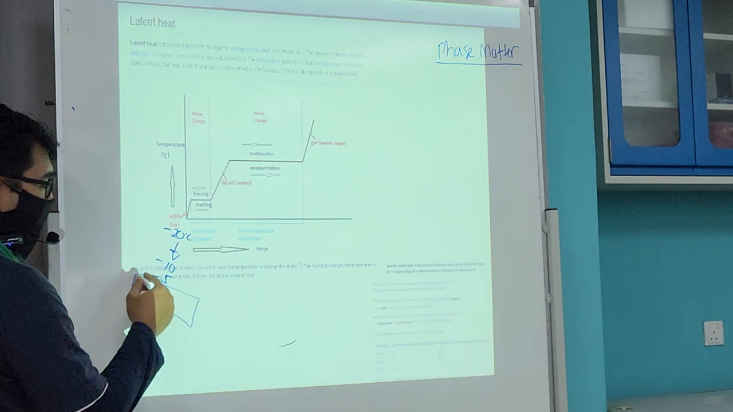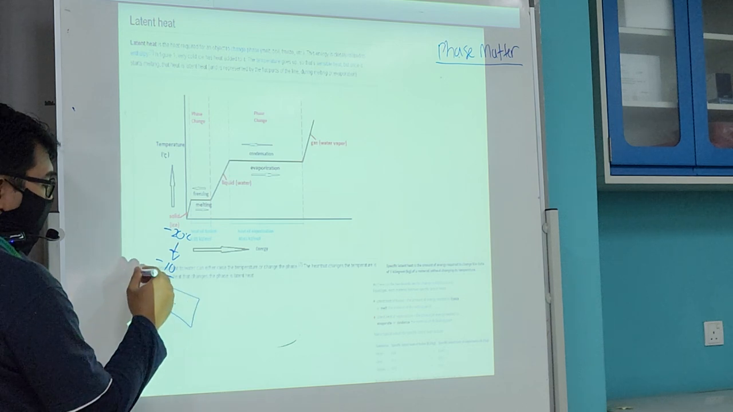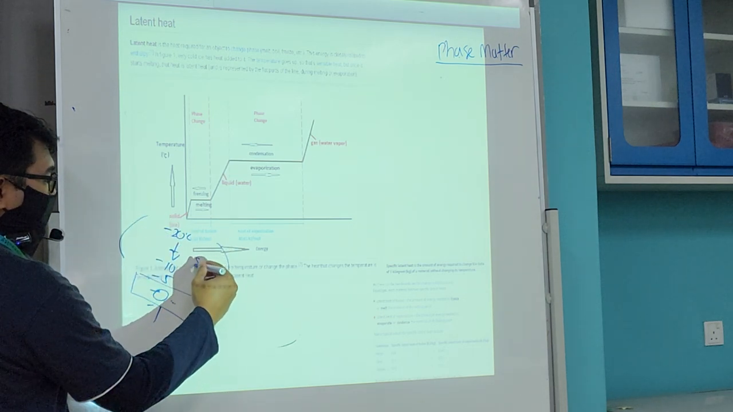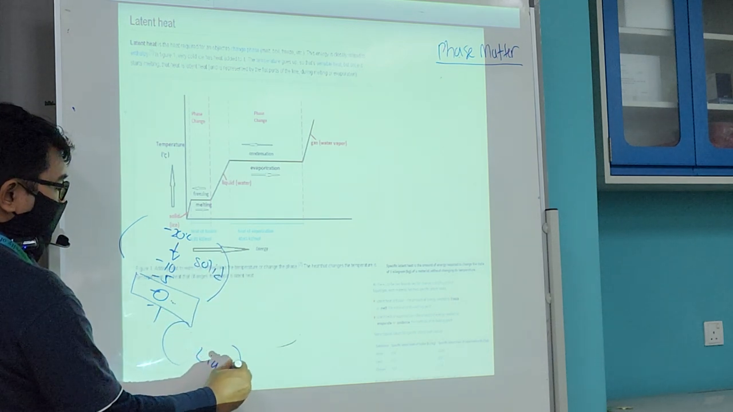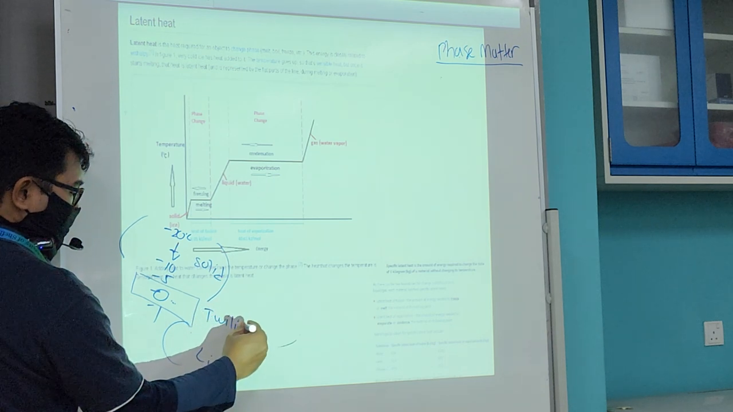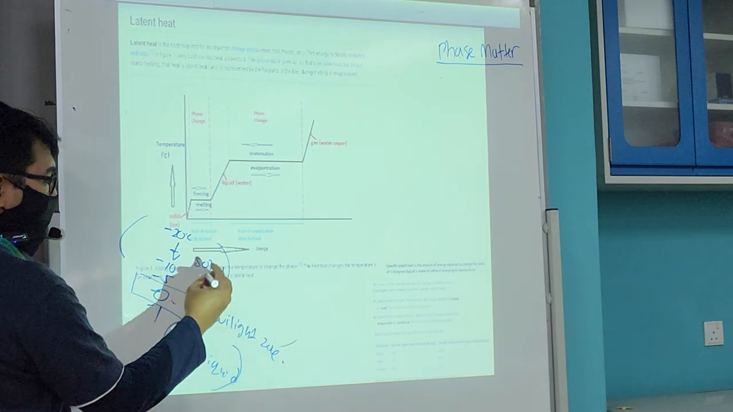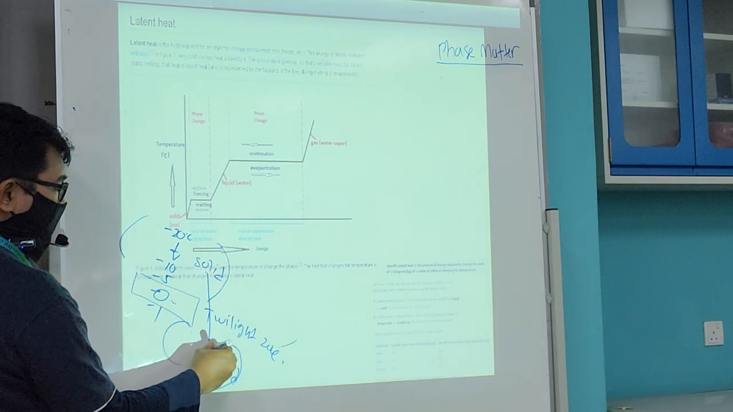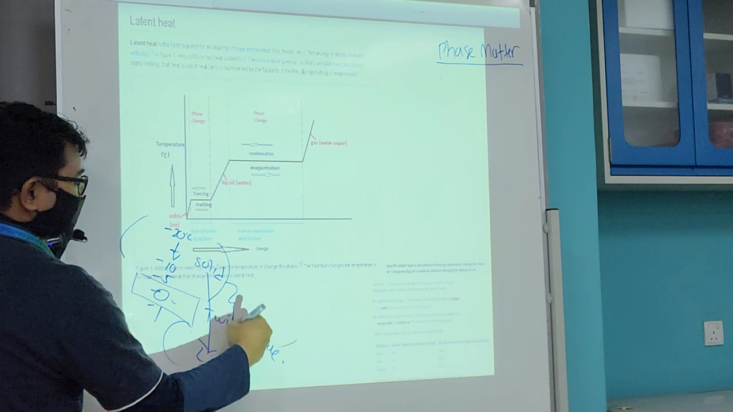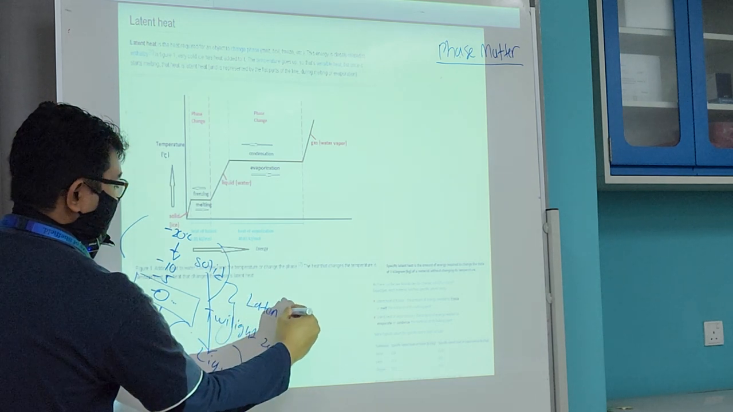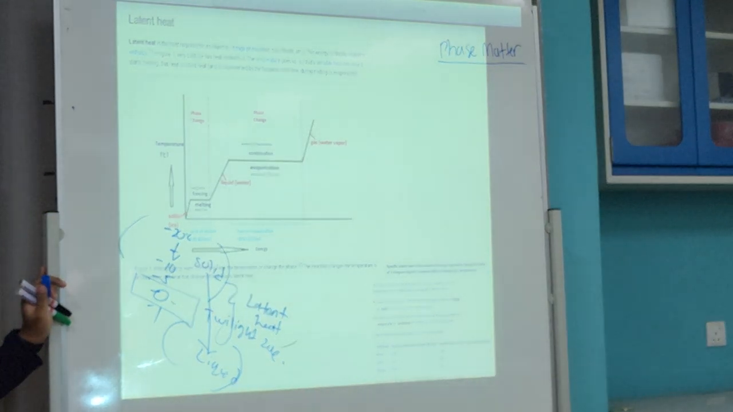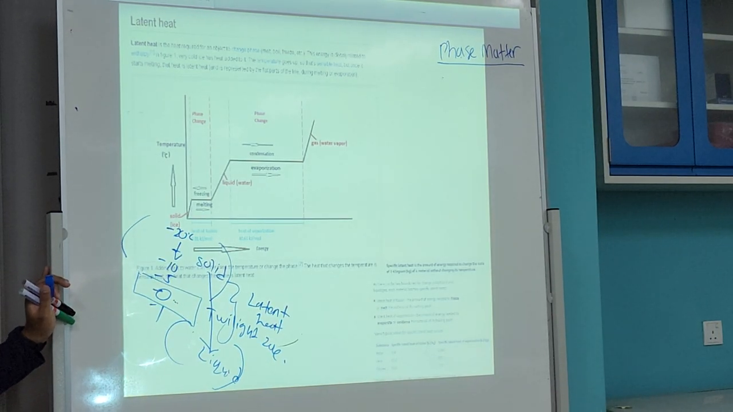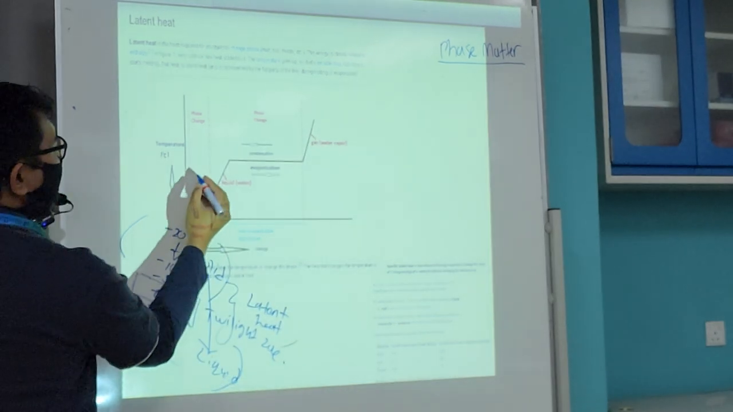Around here. You see here? In this region, solid. In this region, liquid. And this is what I call the twilight zone. So to change from the solid to liquid, this is the latent heat needed. Latent heat. Why is it called latent? Latent means dormant. It is static. Okay? What is static? Yeah, that is the question. What is static? The temperature.